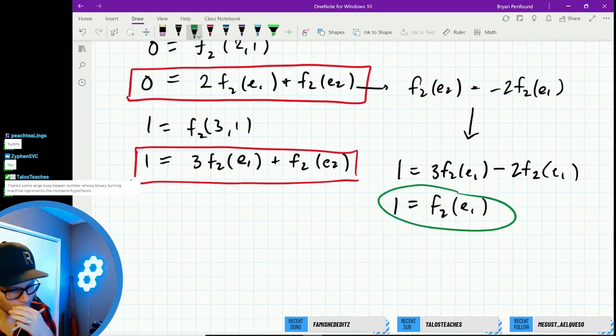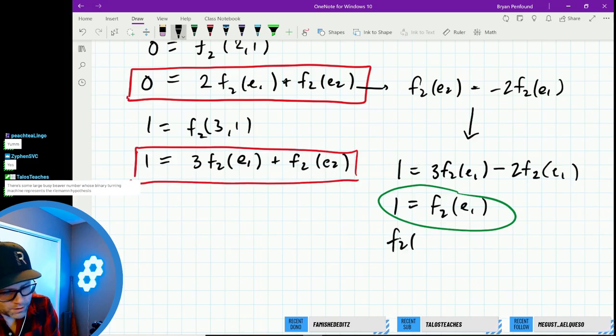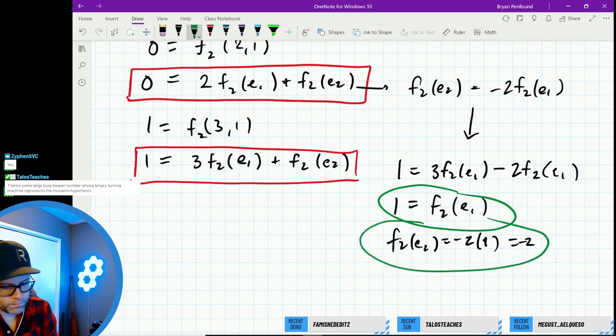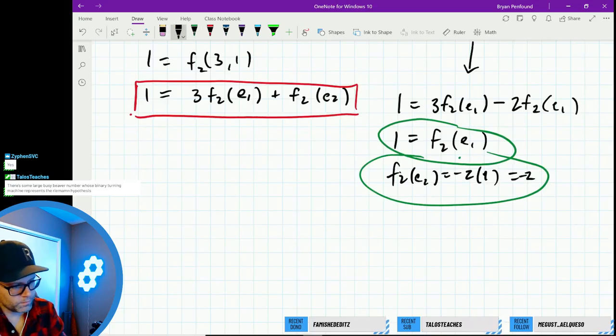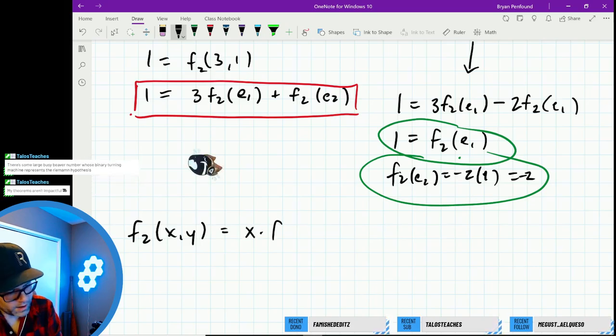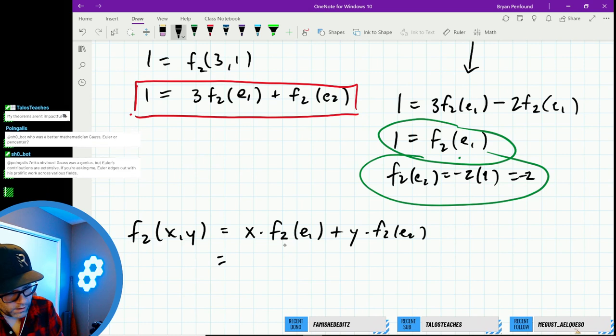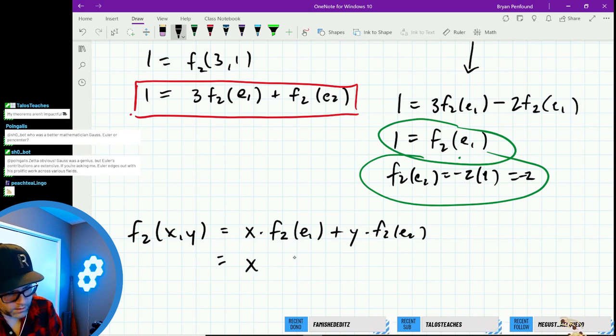Okay, so F2E1 is 1. So what's F2E2? F2E2 is negative 2 times 1, which is negative 2. So now we can say that F2 acting on any vector in R2 should be x times F2 evaluated at E1 plus y times F2 evaluated at E2, which would be x minus 2y.